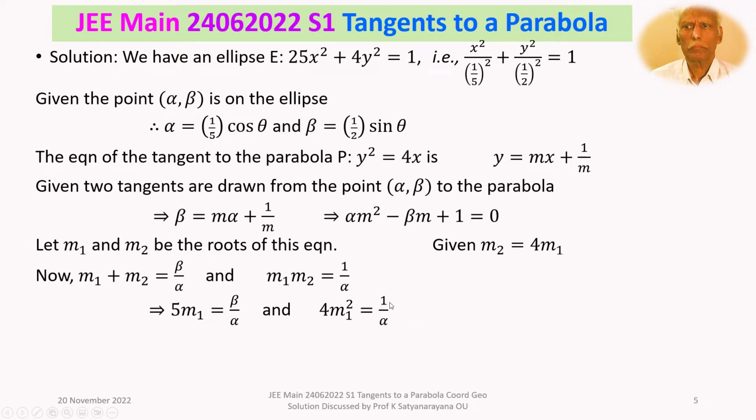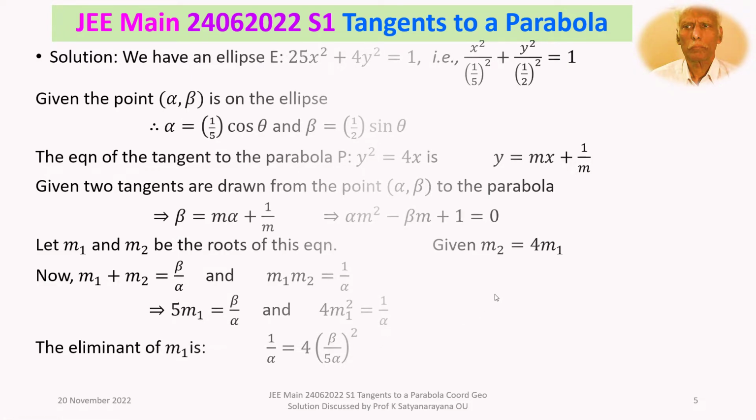From here m1 is beta by 5 alpha. Therefore we will get 1 by alpha is equal to 4 times (beta by 5 alpha) whole square. So eliminating m1, we get 1 by alpha is equal to 4 times (beta by 5 alpha) whole square. We continue in the next slide.